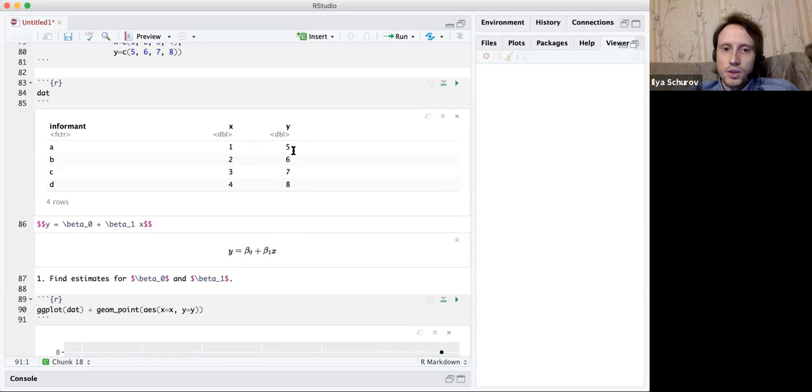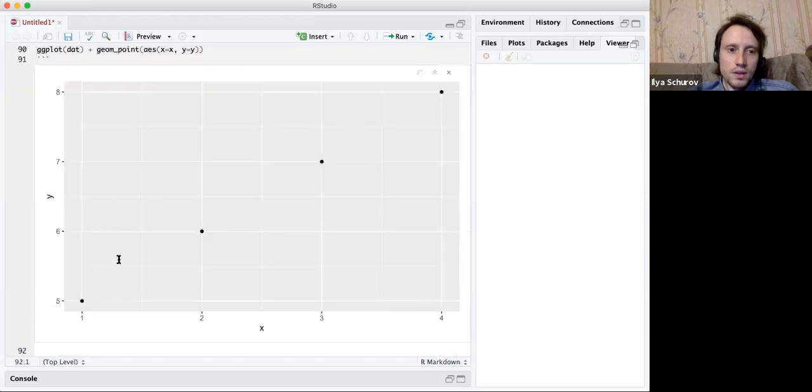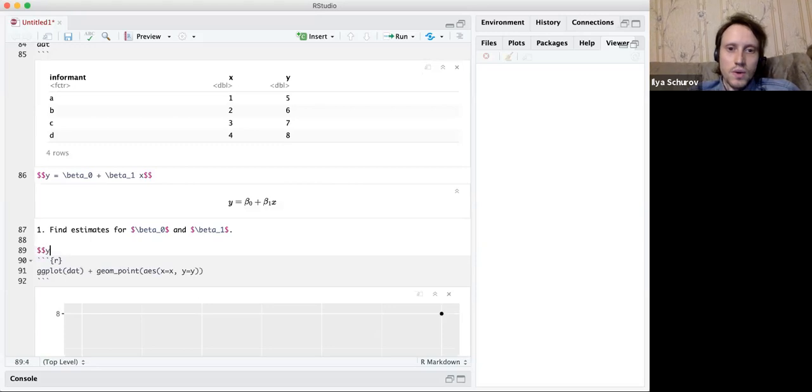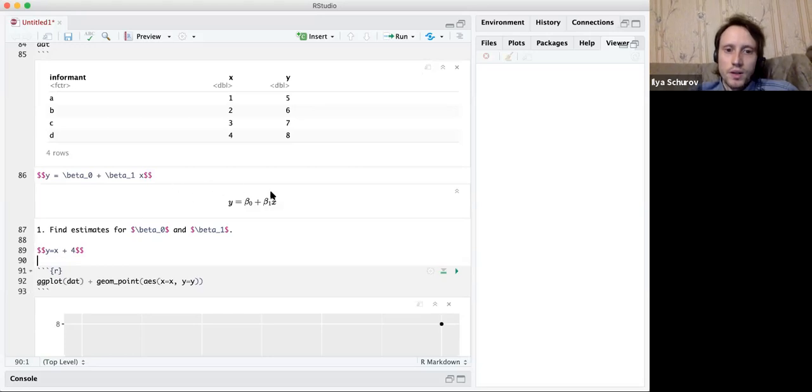In fact, you can now just find the formula that relates these values of y with the values of x. How can we find y if you know x? You just can see that y equals x plus 4. It means that in this formula, beta 1 equals 1, and beta naught equals 4.